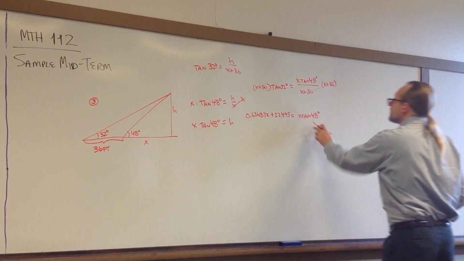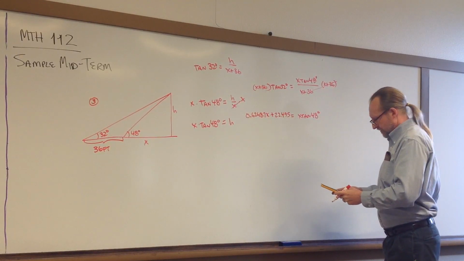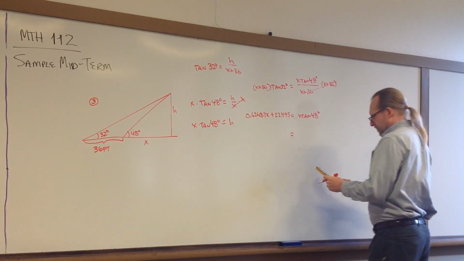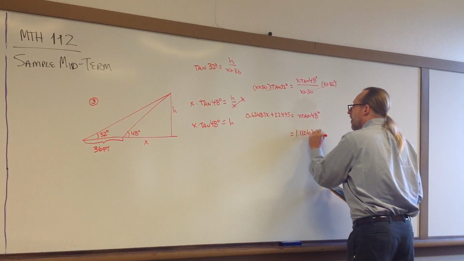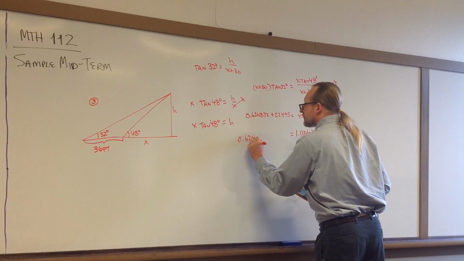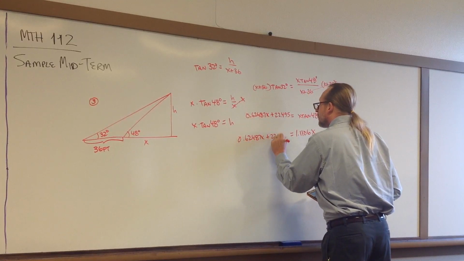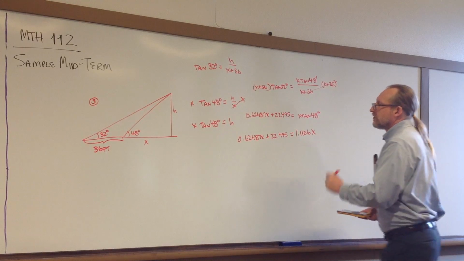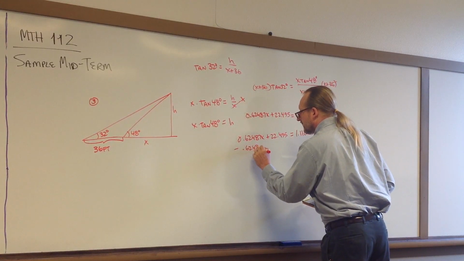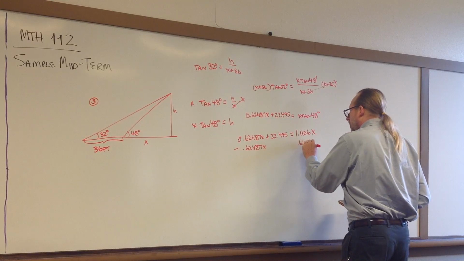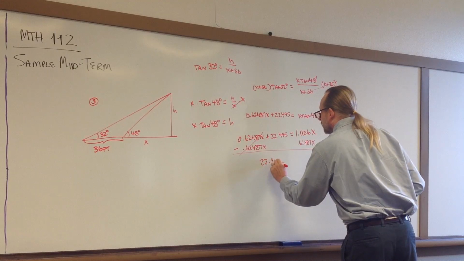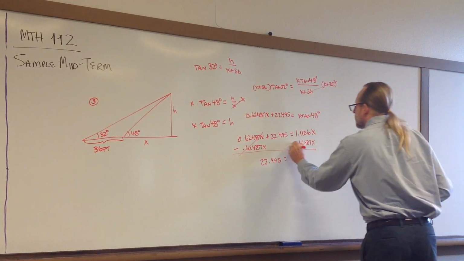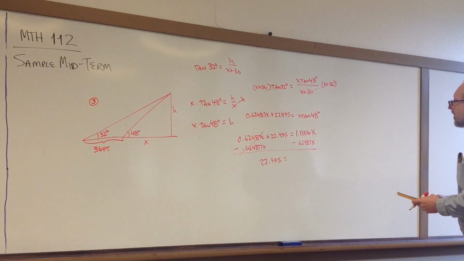Oh, and then on this side, we want to get tangent 48 degrees with a good approximation, 1.1106, we'll call it. And then over here, 0.62487x and 22.495. So let's subtract. Let's get these x's together. Those cancel out. This is 22.495. Over here, we're going to subtract 0.62487.